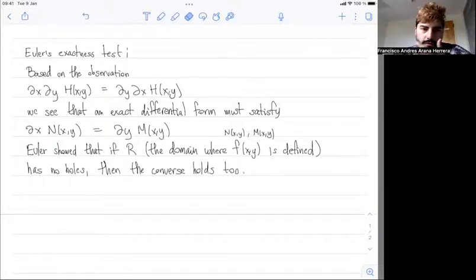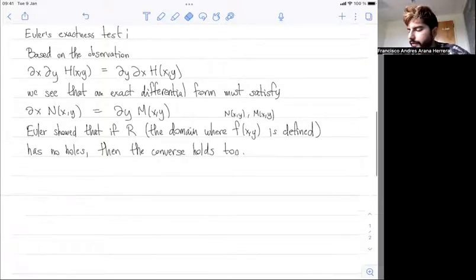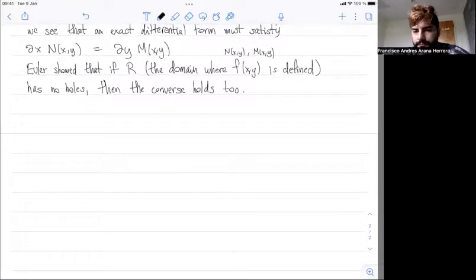And what we want to do now is, instead of giving you a recipe or a formula for figuring out what an integral is, we'll just do it by looking at an example. You notice that it's very natural. Once you know that your form is exact, using Euler's exactness test, it's very natural to come up with an integral. So maybe let's do that next. So here is the example.